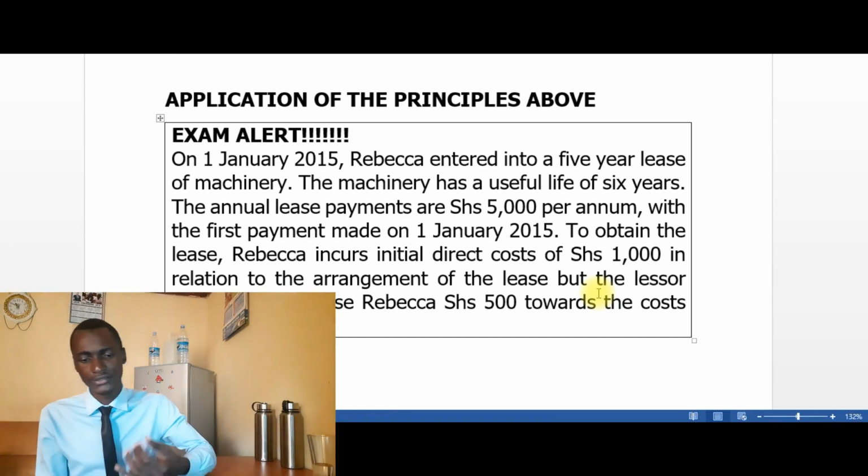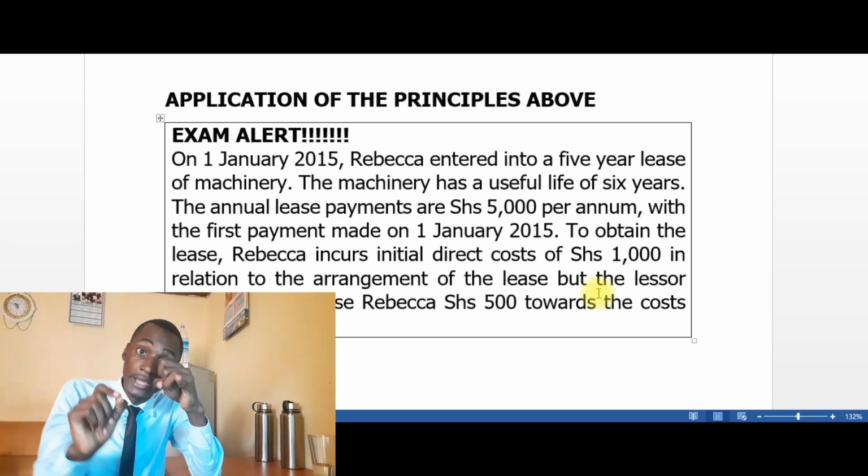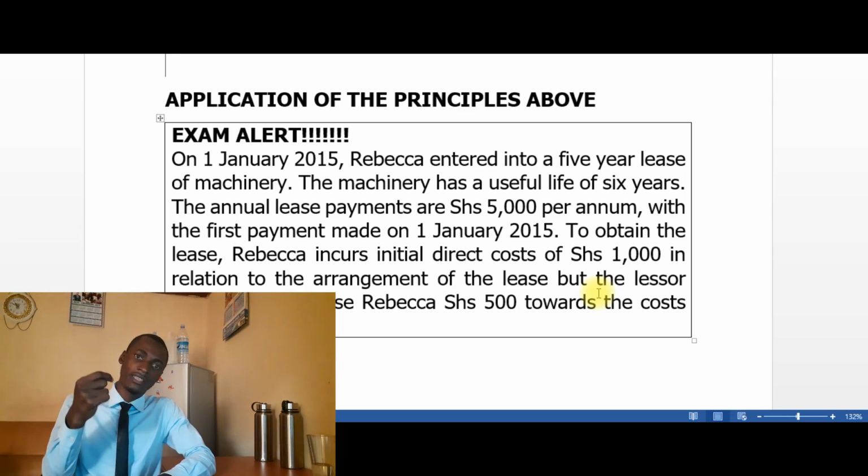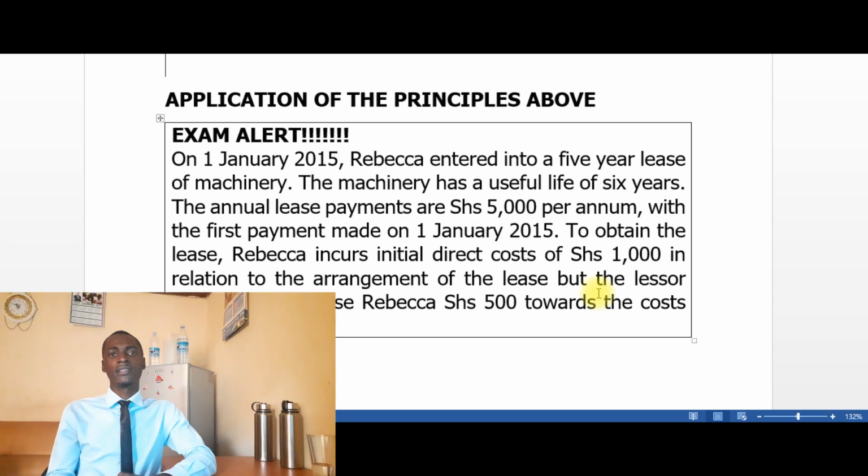Now, what are the disclosures? The lessee is required to break down the lease expenses, that is depreciation and the interest expense, etc. So you have to show the breakdown of the lease expenses.